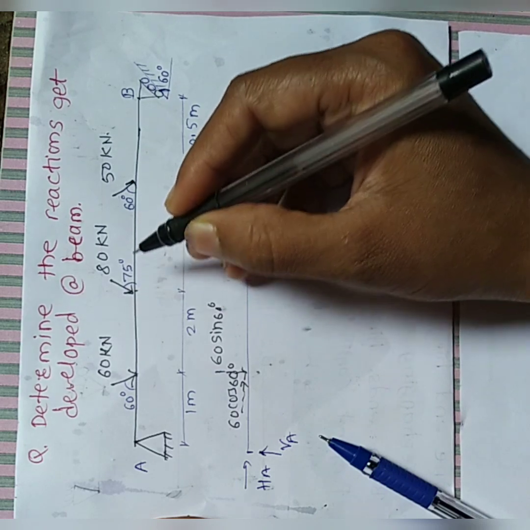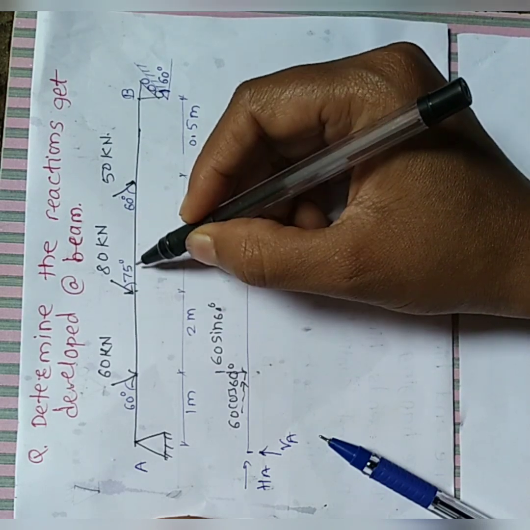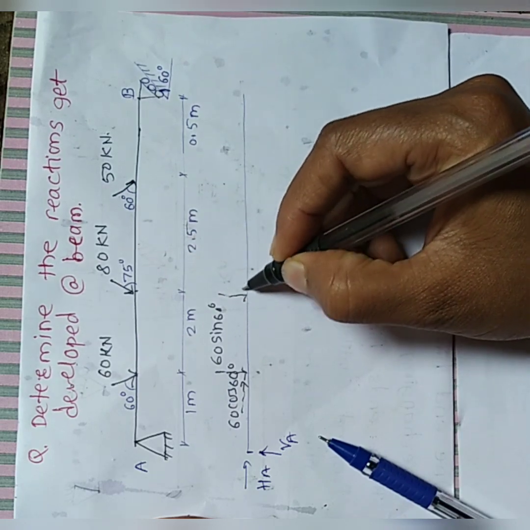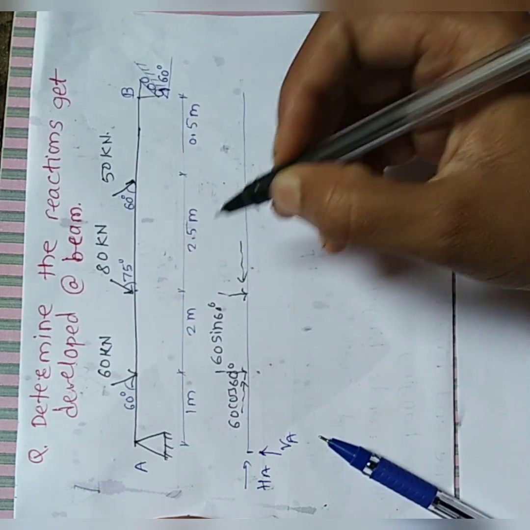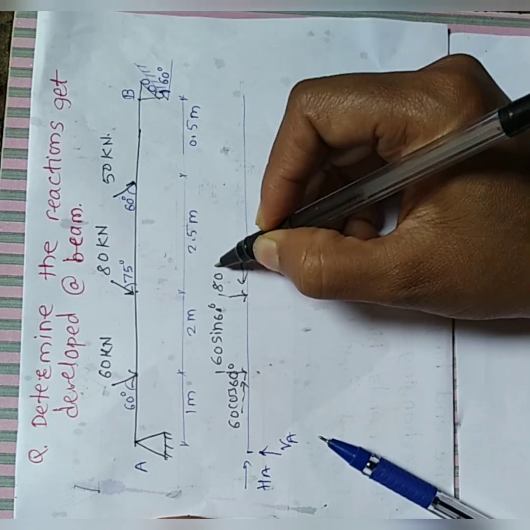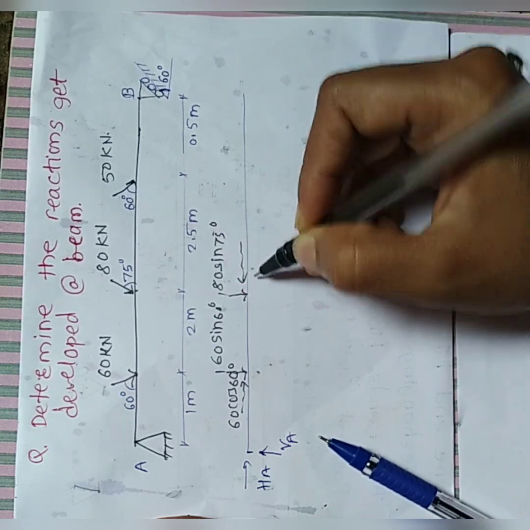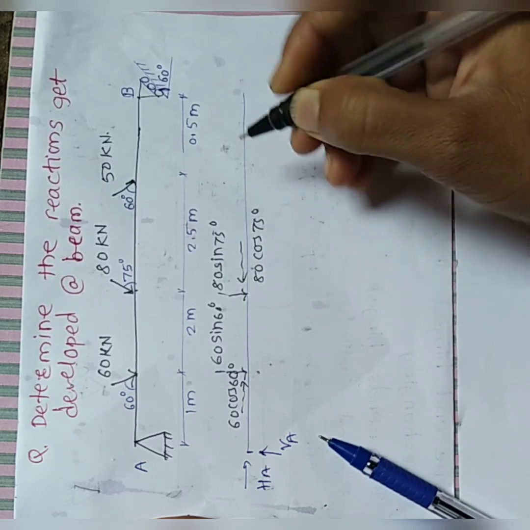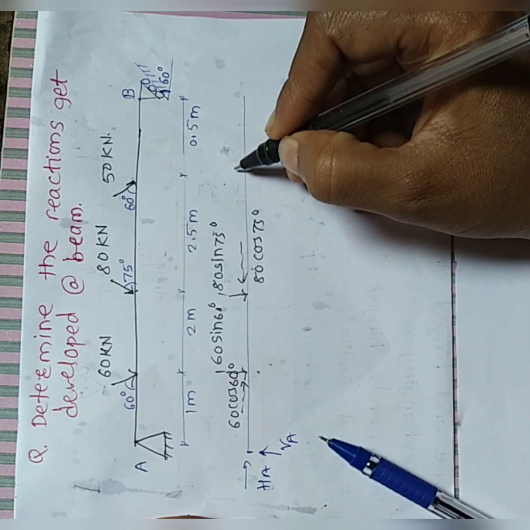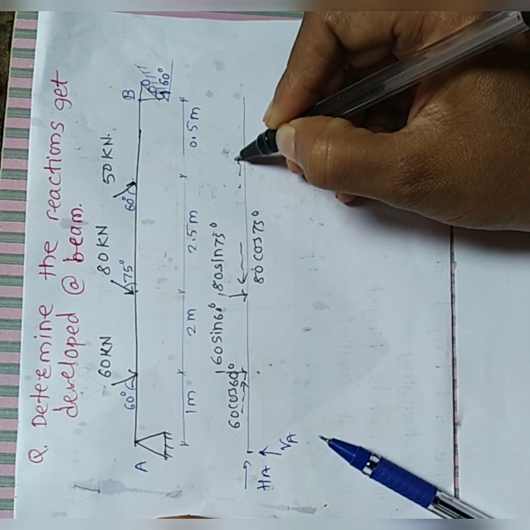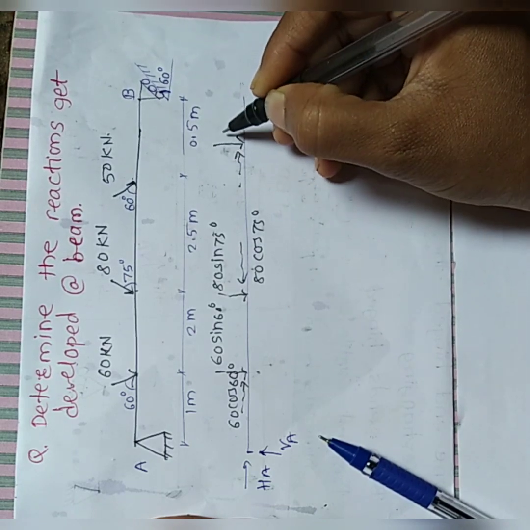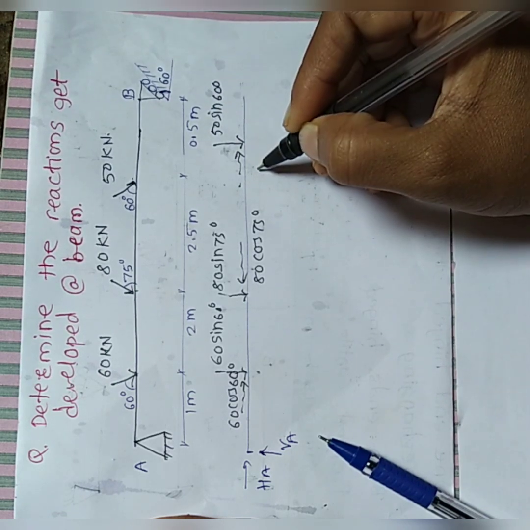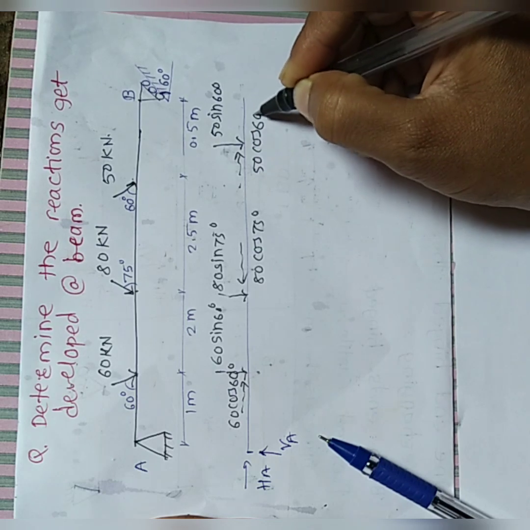Then at this point, this 80 kilonewton force is inclined 75 degrees with respect to the x-axis. So resolve this also into x component and y component. The vertical component is 80 sine of 75 degree and the horizontal component is 80 cos of 75 degree. This 50 kilonewton force, again resolve it into two components like this. So this becomes 50 sine of 60 degree and this becomes 50 cos of 60 degree.